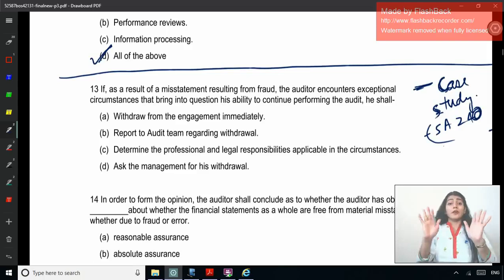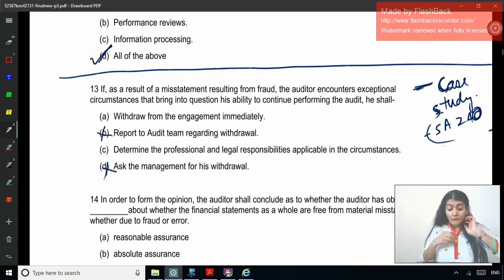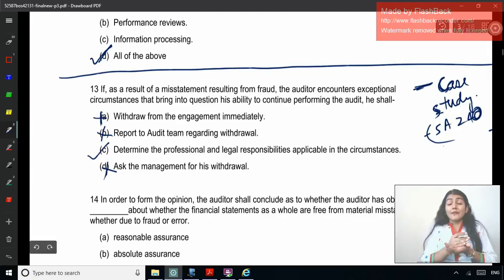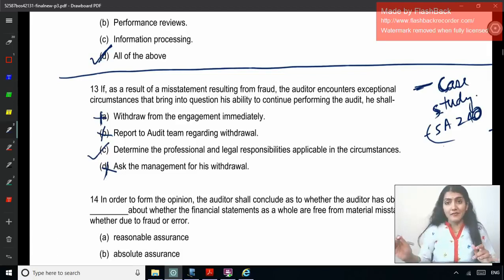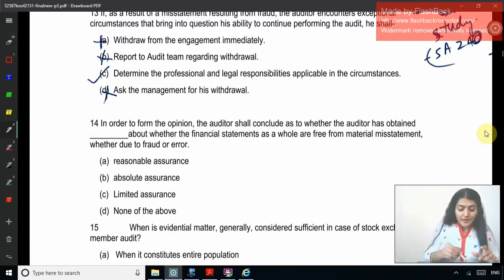He says, such a big fraud, now I cannot do the audit anymore. What shall he do? Withdraw from the engagement immediately, report to audit team regarding the withdrawal, determine the professional and legal responsibilities applicable in the circumstances, ask the management for his withdrawal. So no question of asking management for withdrawal, and no reporting to audit team as such. So these two are just fillers. Withdraw from the engagement immediately? No, there is a procedure which is required to be followed. So now what to do? Fraud has been identified, so determine the professional and legal responsibilities. Okay. Next one, 14.